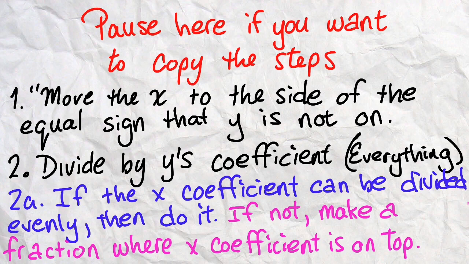Now, if you want to copy the steps, you can pause it now, put it down if you want to have it in front of you while you're doing the work, but basically, you're going to move the x to the other side of the equal sign, the one that the y is not on. You can't move it, so if it's a negative, you add it to both sides. If it's a positive, you minus from both sides. Divide by y's coefficient, everything. If the x coefficient can be divided evenly, just do it. If it can't be divided evenly, just make a fraction out of the two numbers.